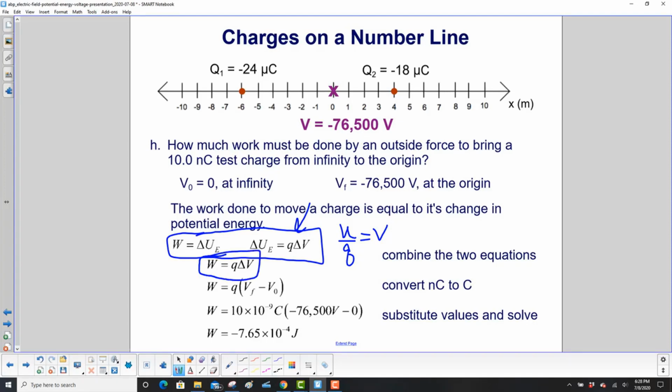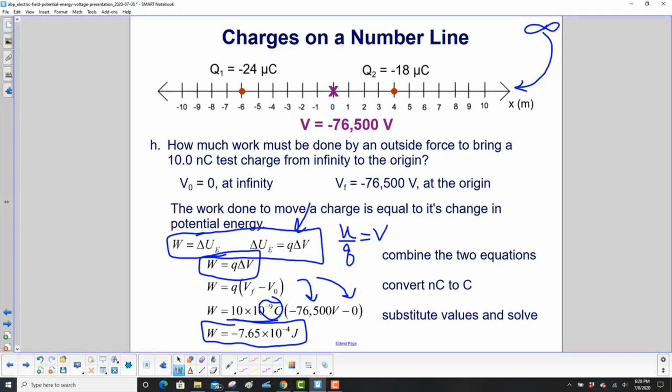So VF minus V0, well, VF is this negative 76,500, and the potential out here at infinity, let's put infinity out here, and we're bringing him in over there. Multiply them together, and notice we use the positive for the charge because it's a positive 10 nanocoulombs, and nanocoulombs to coulombs, multiply it by 10 to the minus 9th, and we get negative work being done. Now, why is it negative?